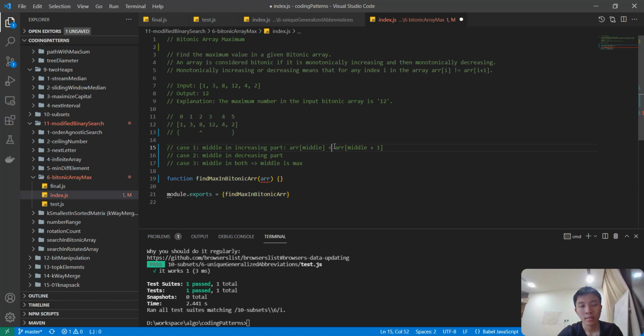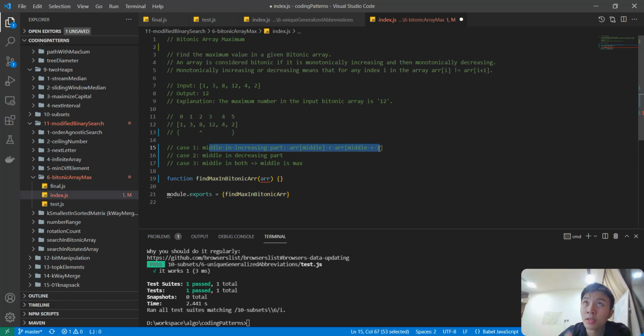So it's less than. There's no case that these two are equal, because here there's a restriction in the problem statement: two numbers that are next to each other will be different. And here is one case.